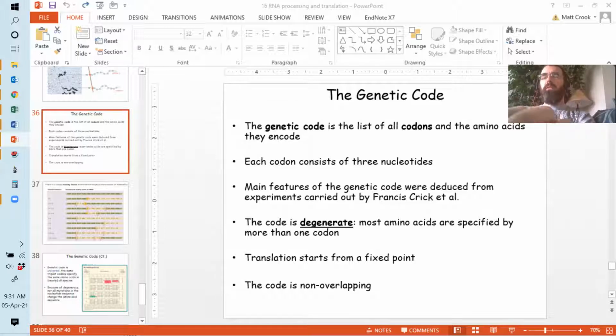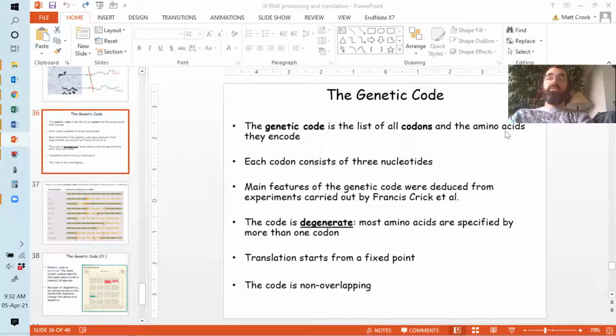So more than one codon can encode the same amino acid, but basically one codon equals one tRNA equals one amino acid. Aha, gotcha, I think.